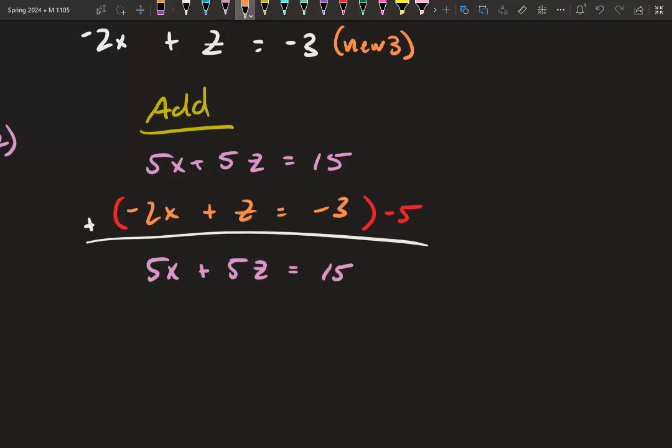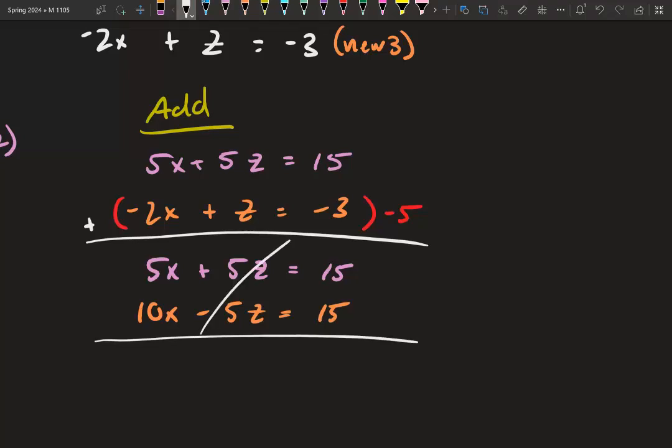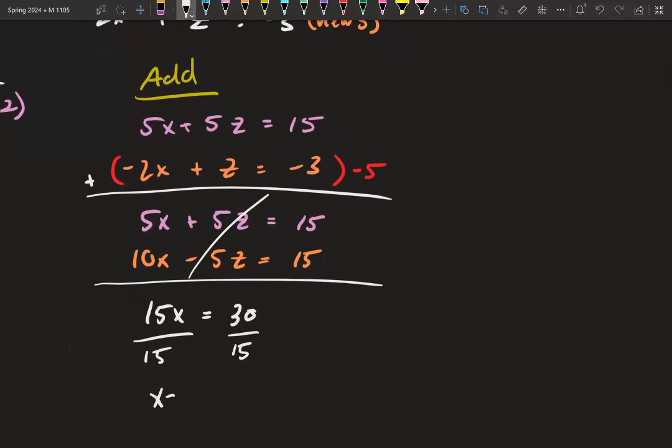We're changing the bottom, so negative 5 times negative 2x is positive 10x. Negative 5 times positive z is negative 5z. And negative 5 times negative 3 is positive 15. We're going to add these together. Our z's cancel. We're left with 15x equals 30. Divide by 15. And we get x is 2. So now we need to keep solving, because now that we have x is 2, we can plug it in to either equation, either new 2 or new 3, to find z. It doesn't matter, you can plug it into any one. I'm going to plug it into the top one.